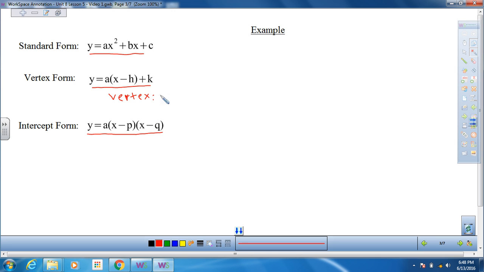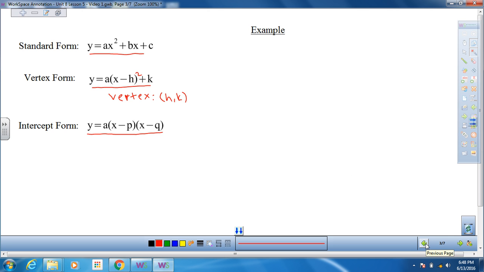So the vertex is (h, k). Keep in mind that you have this negative in your formula. Oh, and I'm missing a squared here. It should be squared. So this minus here in the formula is telling us we want the opposite of h. So if this were x minus 2, my vertex would be positive 2 for the x.